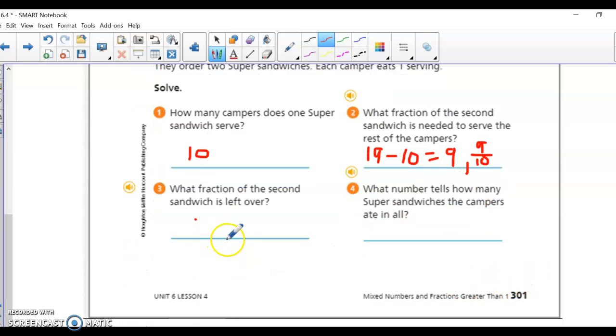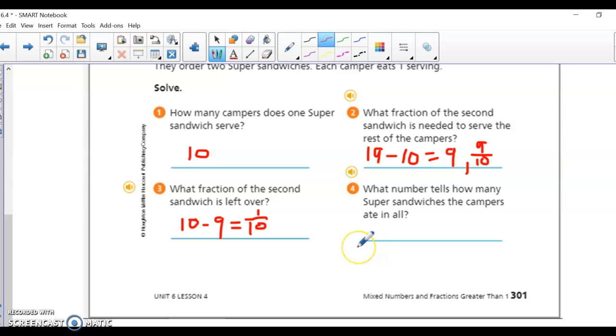And so what fraction of the second sandwich is left over? Well, we have 9 campers left, and that serves 10. So 10 minus 9, right? Because it's 10 servings of the sandwich. 9 campers are going to eat it because 10 have already eaten. And so that leaves 1 left over. 1 of my 10 slices is left, or 1/10.